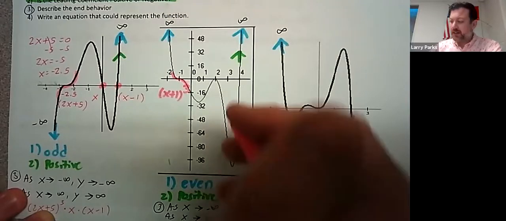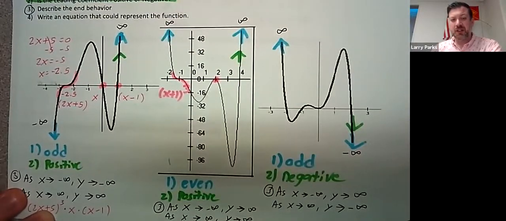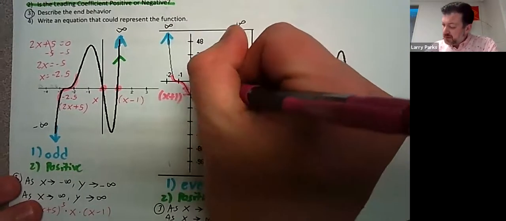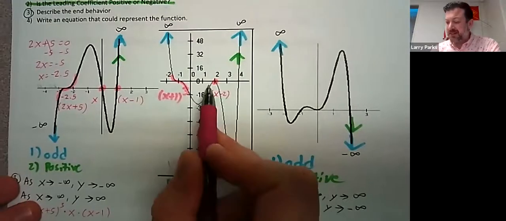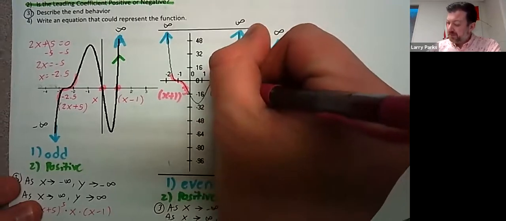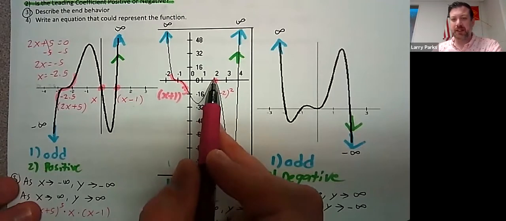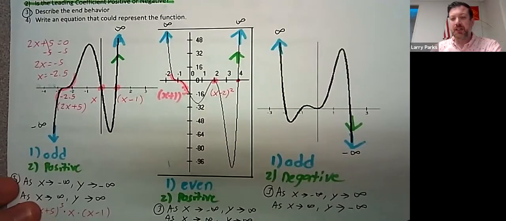Here, the solution is 2. So the factor would be x minus 2. Remember, if it makes a bounce, you put a 2 up there. That could be bouncing underneath or above. We call that a bounce, for lack of a better word. And then here it goes straight through, and that's 4. So the factor would be x minus 4.